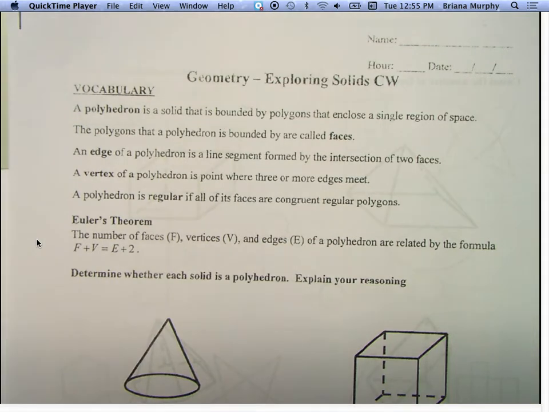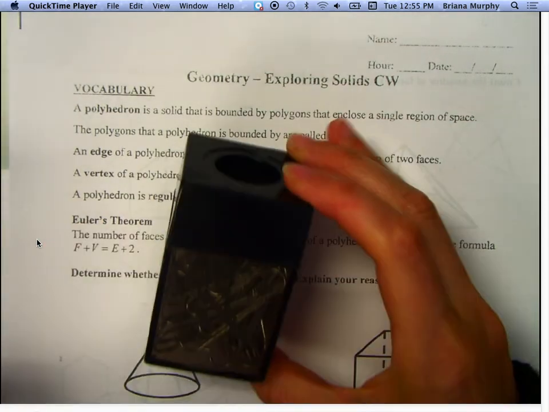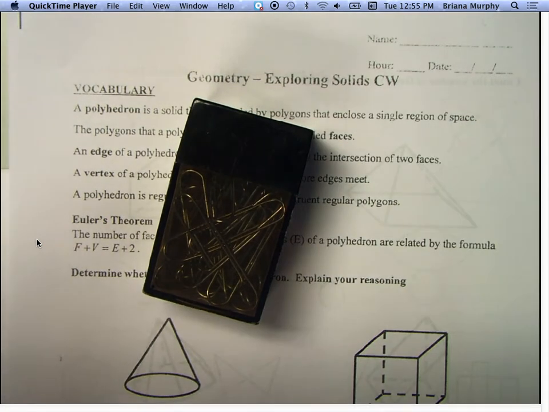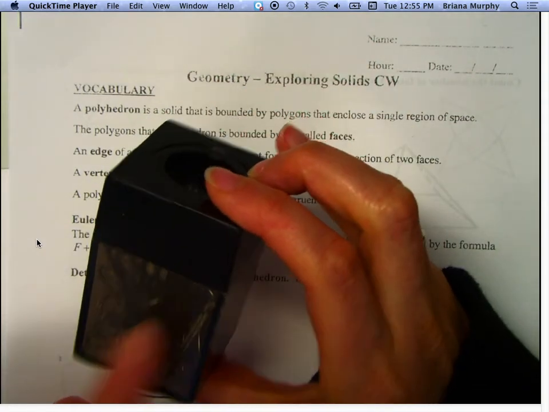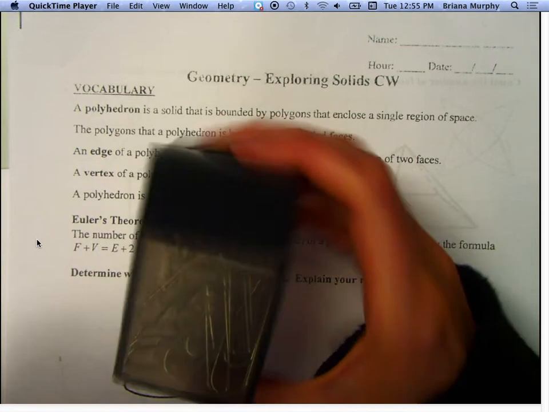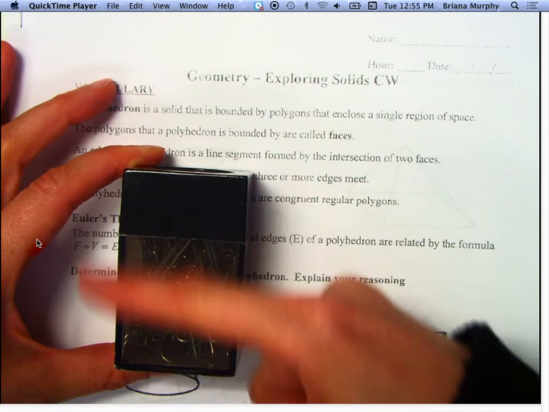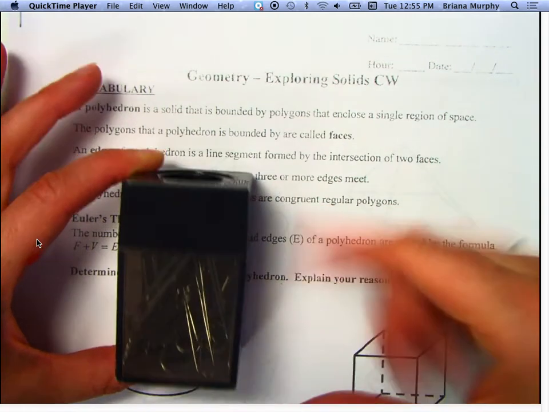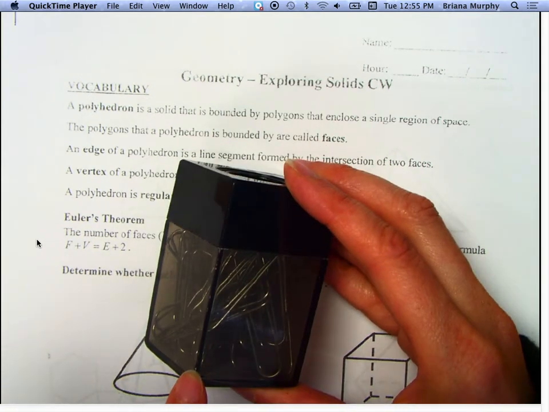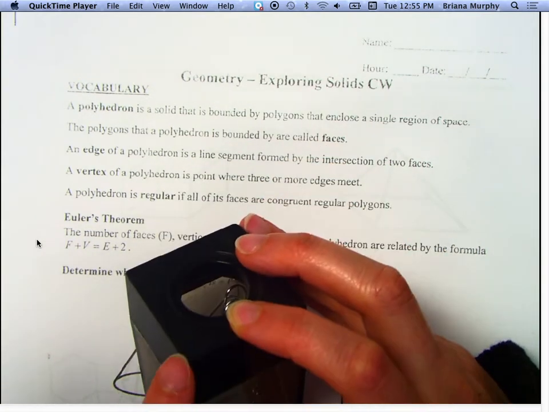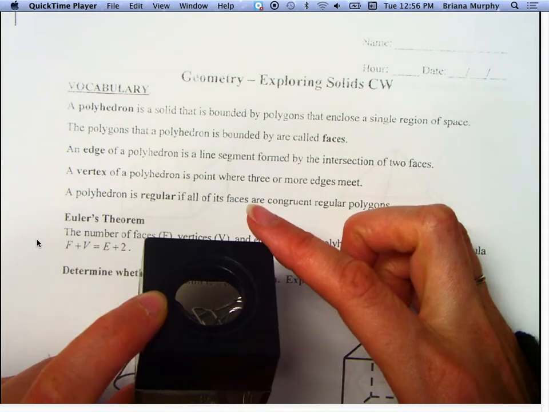So if we were to look right here, where's a good one? Okay, let's look at my paperclip holder. This is a polyhedron. We've got polygons on all sides, top and bottom, surrounding its space. These are the faces. Faces are like the rectangles right here. Edges are where two faces meet, that line where they both meet. A vertex is where three or more edges meet. It's like the corners or the points.